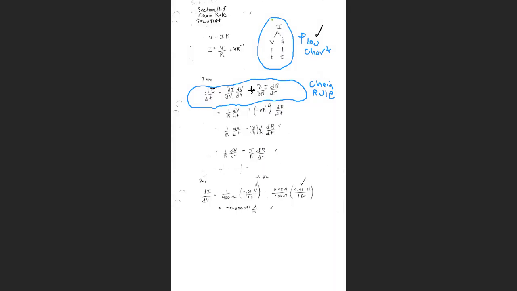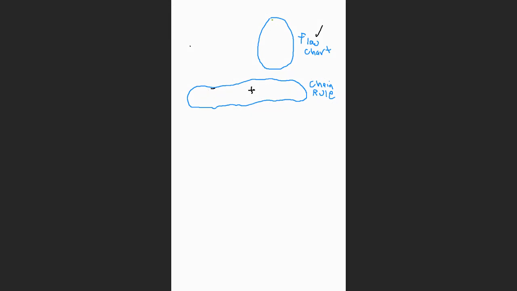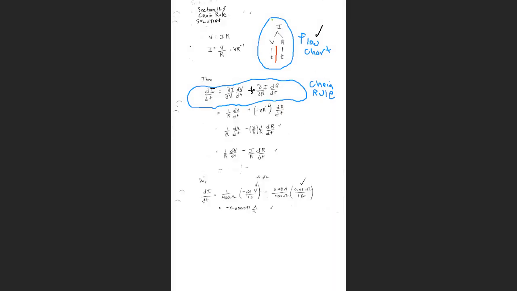So the first path here, that is correct, Yeva. Current is a function of voltage and resistance, and they're both functions of time. So the first path here corresponds to this part of the chain rule. Current varies with voltage, but then voltage varies with time.